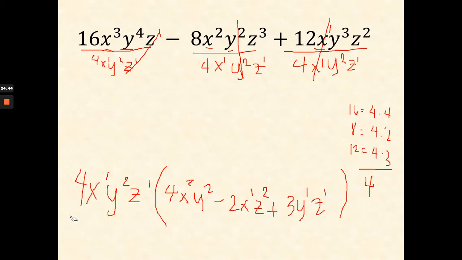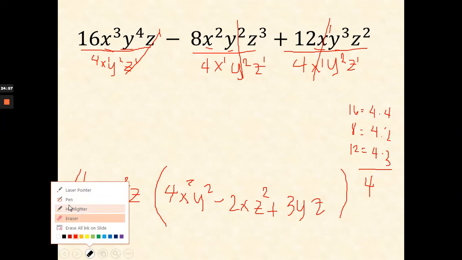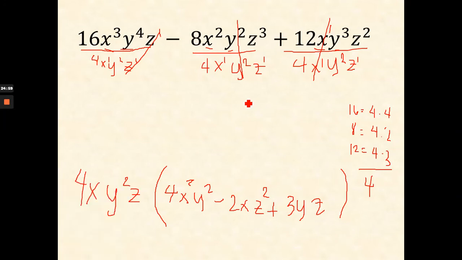So let us now simplify the answer. Exponent is 1, remove it. Exponent is 1, do not need to write it. Okay? So that is now the factor of the given polynomial.